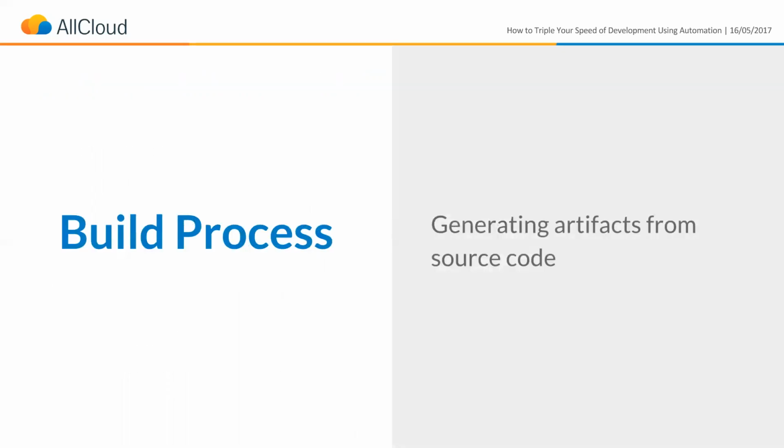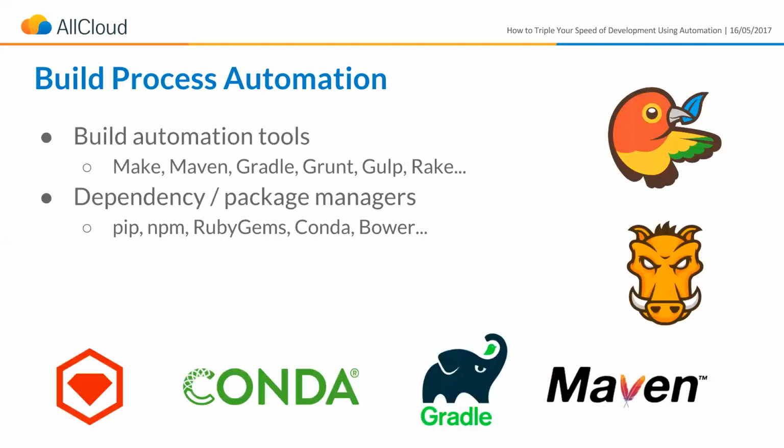Now let's talk about the build process. This is a very major part of CI/CD. The build process means generating artifacts from your source code. Now, how can you use automation in your build process? There are many build automation tools that are very well known. So stuff like Make, Maven, Gradle. Now these tend to be technology specific or language specific, but not always.